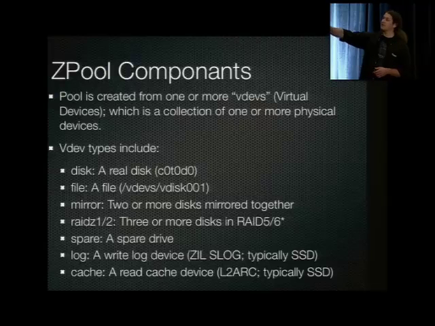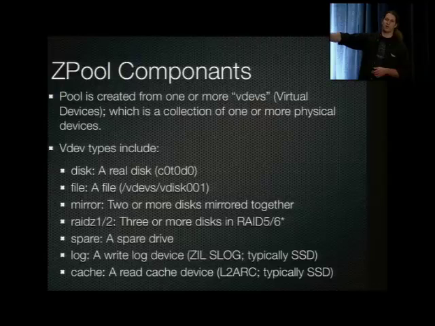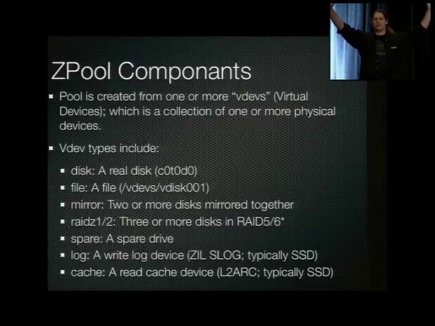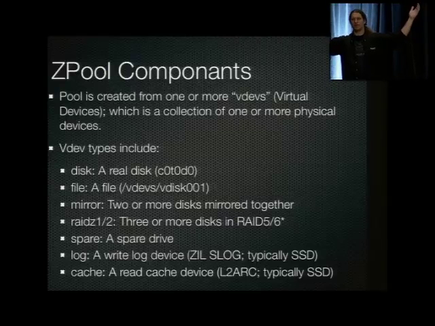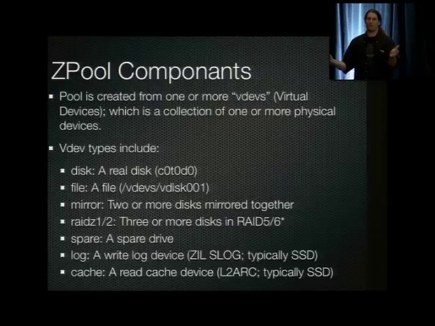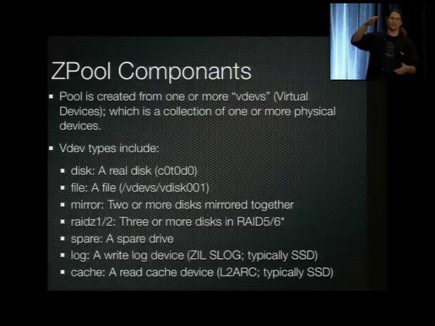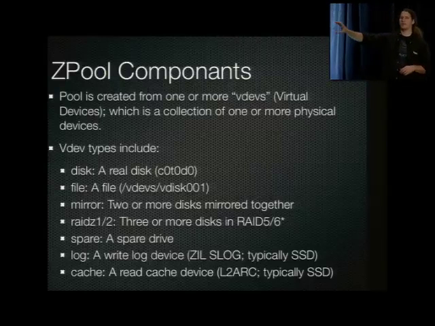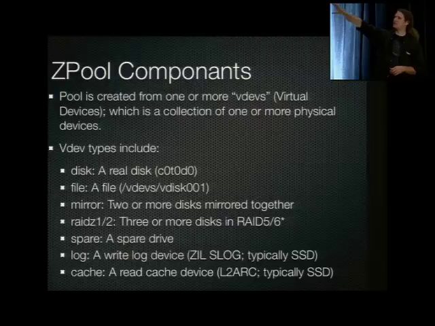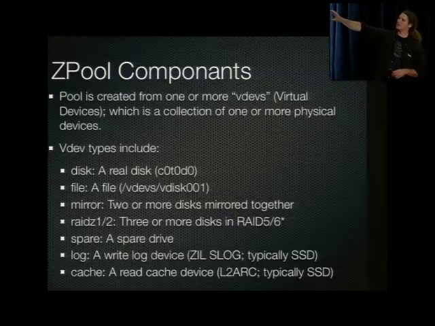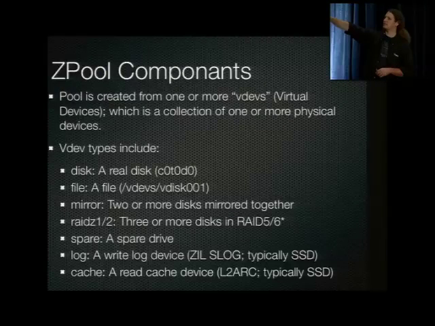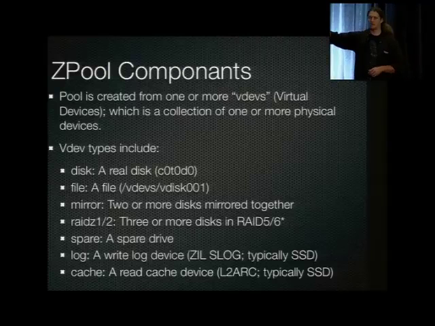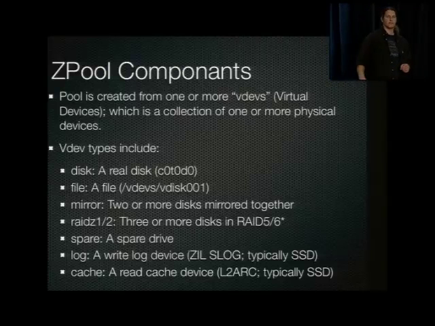And then on a similar side, there's a cache device, which is a read cache device, also known as L2ARC. You have this big read cache in memory. And what if you want to make that read cache bigger than you actually have capacity for in memory? Well, what if we used an SSD to extend that? We have a level 2 read cache. We're going to get into those two a little more, but I want to be complete. Okay? So disks and files, mirror, RAID Z1, RAID Z2, spare, log and cache. Does that make sense?